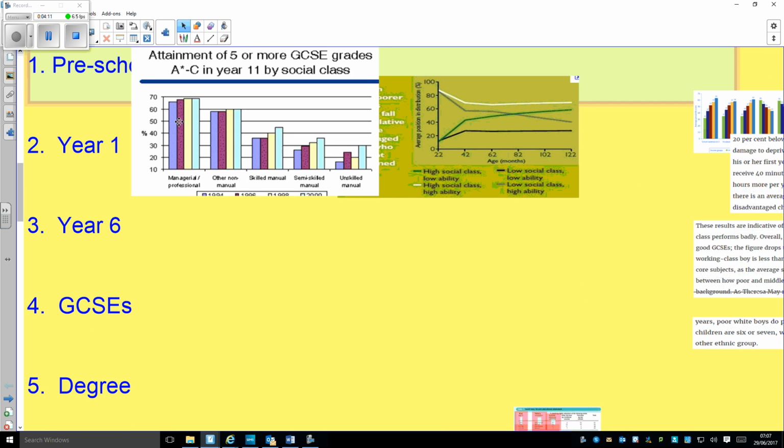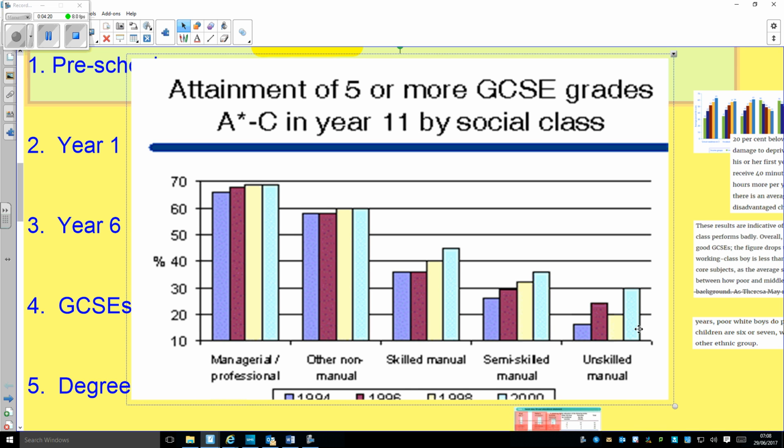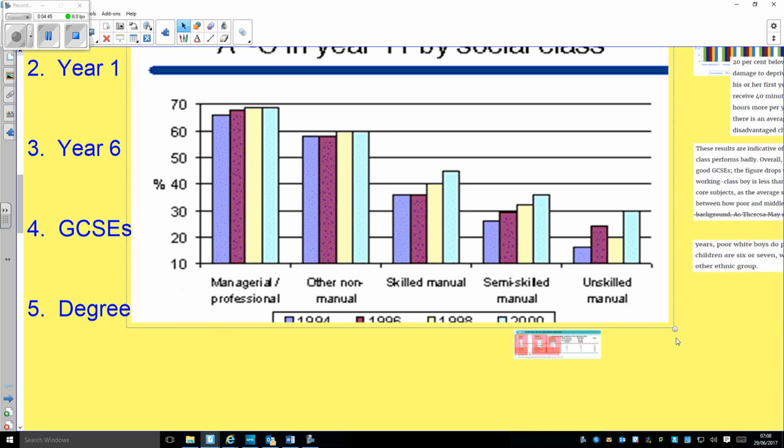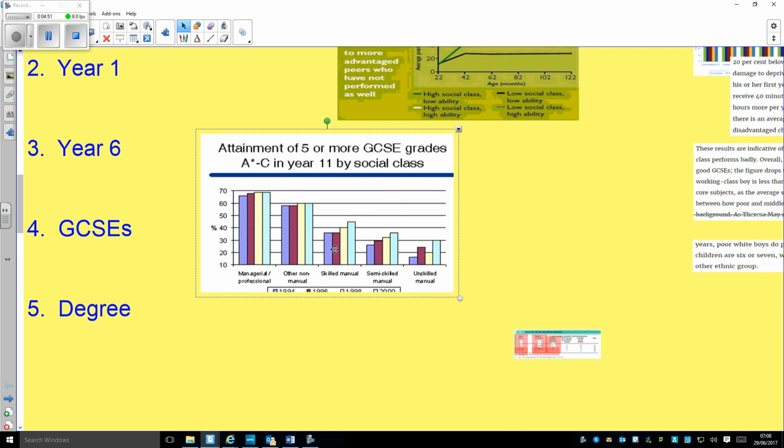GCSEs. Just look at the light blue column. So middle class, class 1, working class, semi-skilled working class, unskilled working class. You've got 30% of unskilled working class kids passing their 5 GCSEs A* to C. You've got almost 70% of the upper middle class kids. That's a big difference. Degrees the same. Won't go into details of that. Just that middle class kids are more likely to have a degree.